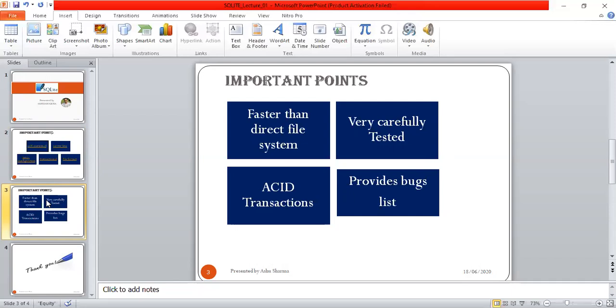Next is very carefully tested. In later stages we will see the different ways of testing, but these are four different ways of testing. One of the tests is the TCL test, which is the oldest set of tests for SQLite. They are contained in the same source tree. TCL tests are the primary tests used during development, and these are written in scripting languages. So it is a really good testing technique, one of the oldest, the TCL test technique.